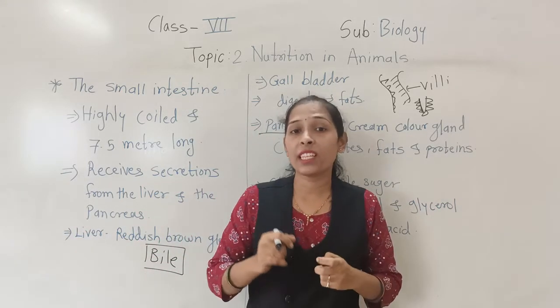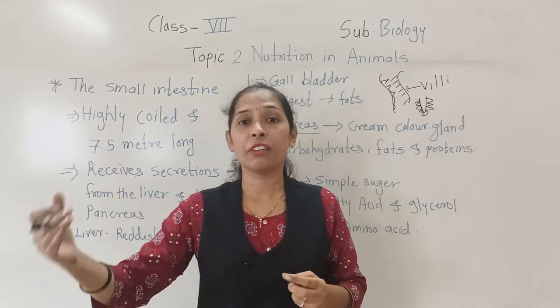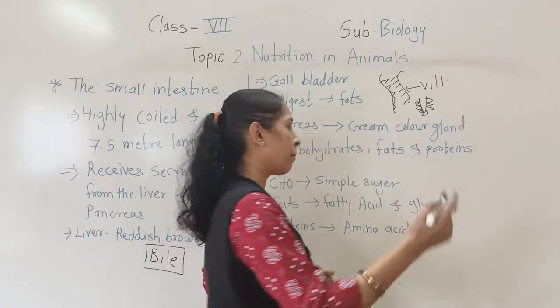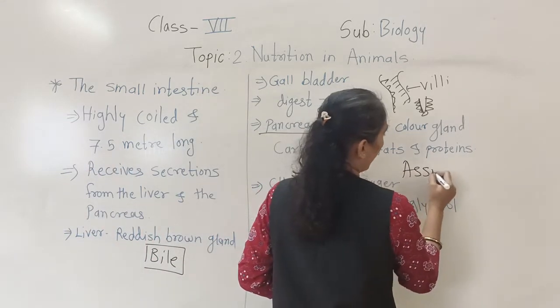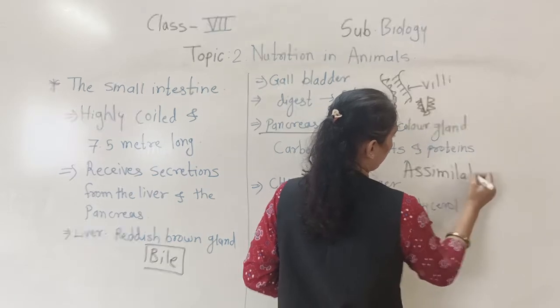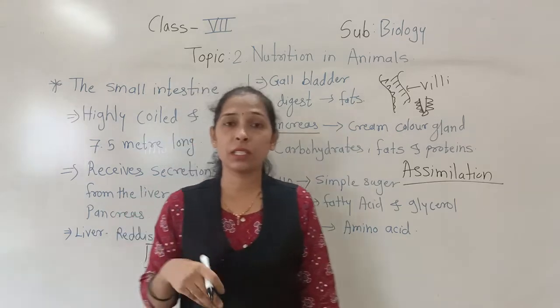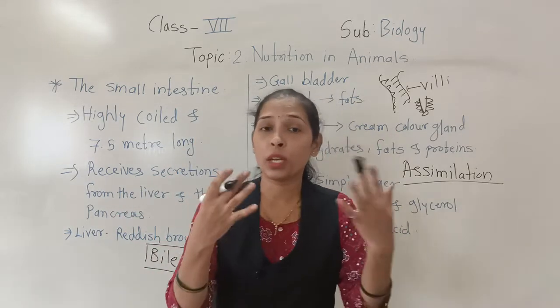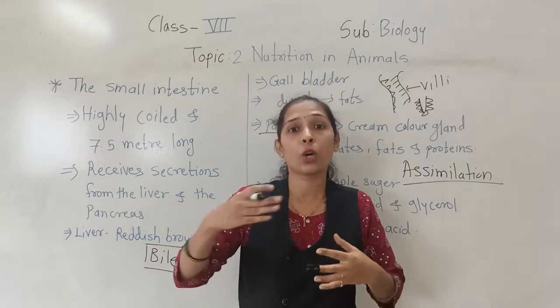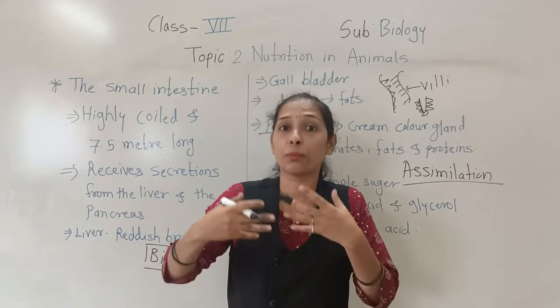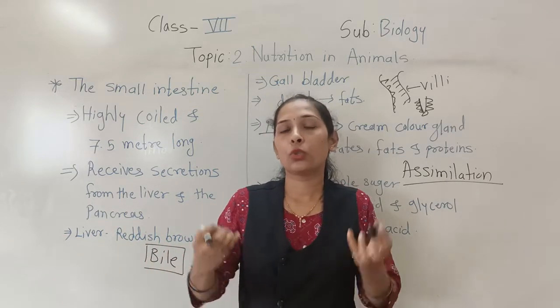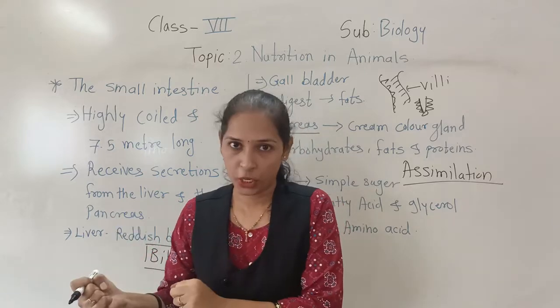Now that food is utilized by our body to perform different functions. That process is called assimilation. Whatever food gets mixed in the blood is utilized by our body to form complex substances and to produce protein, and that protein is used to build up our body.